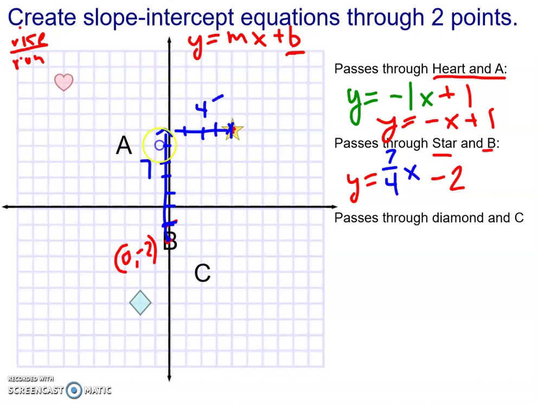Let's try one more together, and then you got this. Okay, so the last one is through the diamond and C. So diamond right in the middle is right here, and then my C right there.